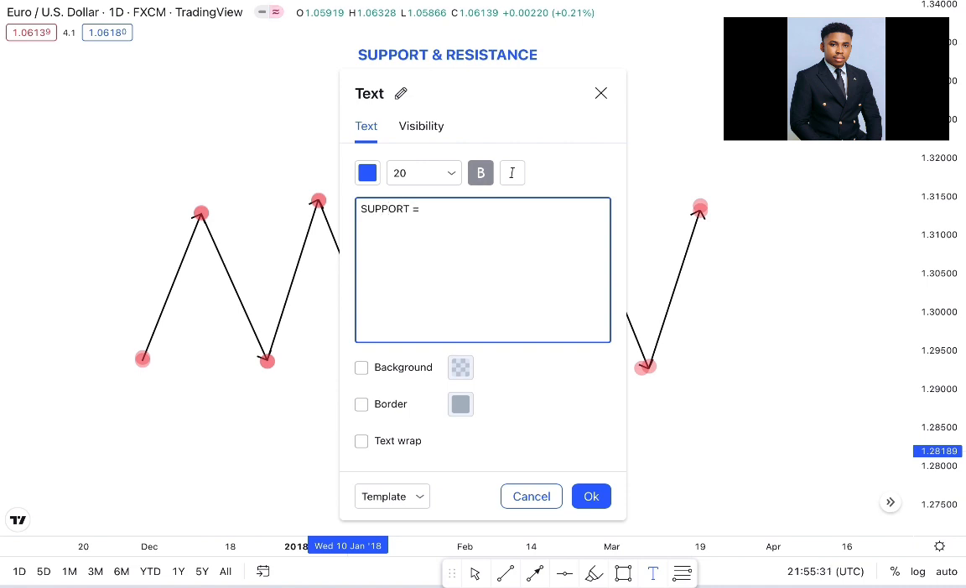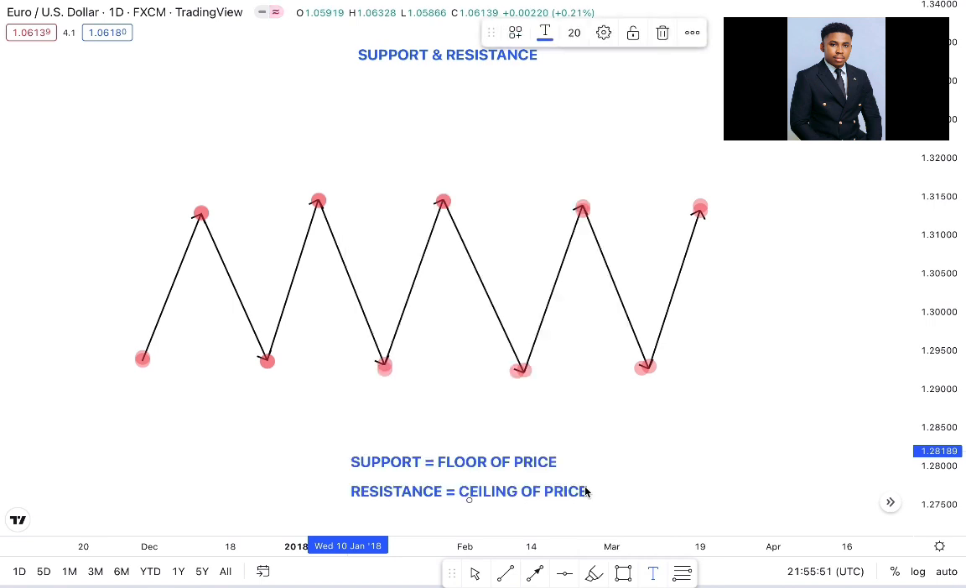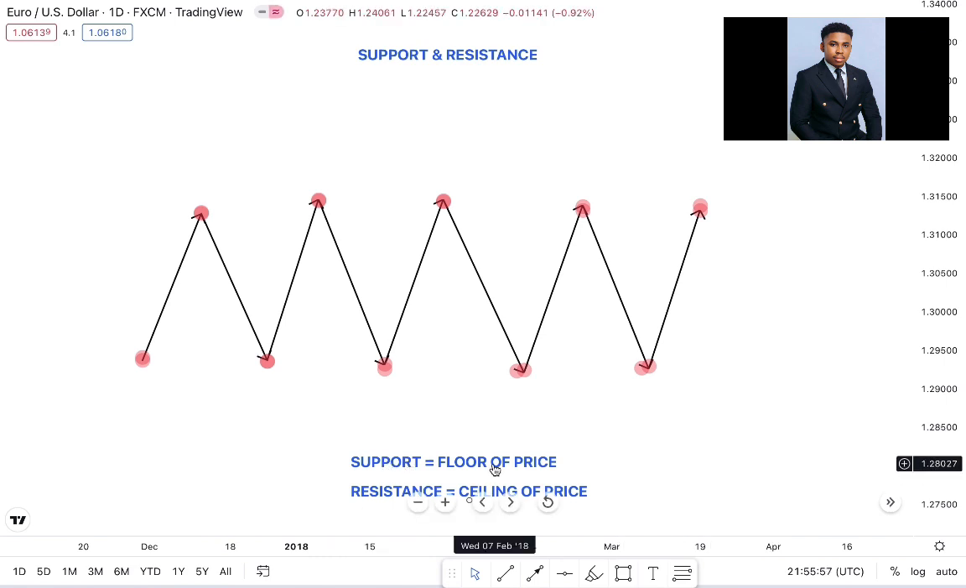is equal to the floor of price, and resistance is equal to the ceiling of price. Once you know this, it's very easy to understand support and resistance. Know that support is the floor of price and resistance is the ceiling of price.